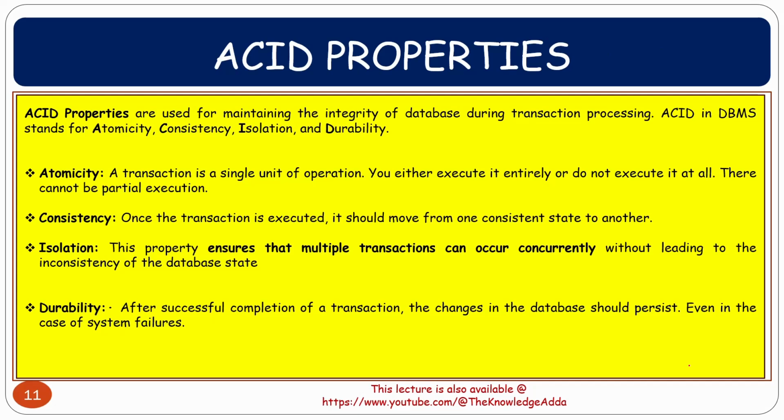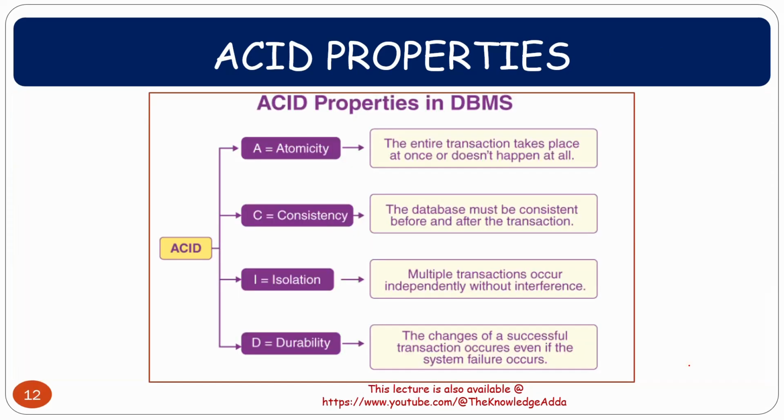Isolation means this property ensures that multiple transactions can occur at a time without leading to inconsistency of the database state. And durability means after successful completion of a transaction, the changes in the database should persist even in the case of system failure.